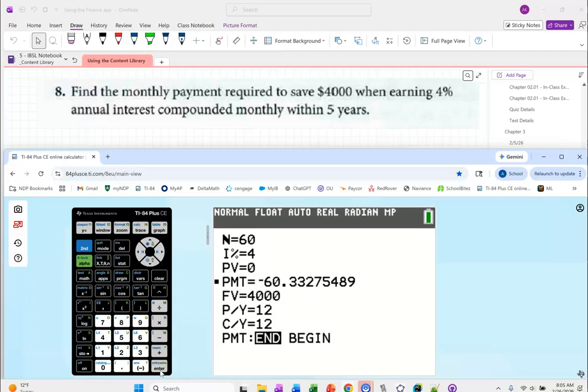$60.33. I guess I should probably say 34 cents to make sure I get over 4,000. And I probably should say at least $60.34 because it asks for within 5 years. So as long as you're saving more than that, you'll get there. You know, if you saved $100, obviously you'll make it. Everybody okay with that?